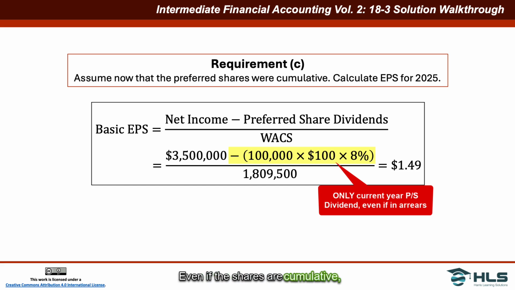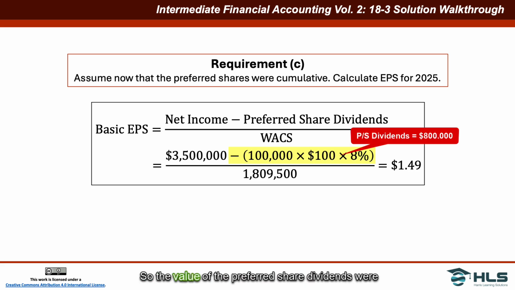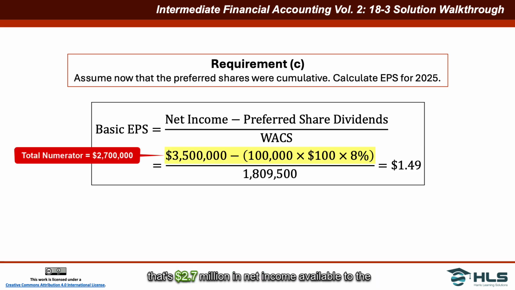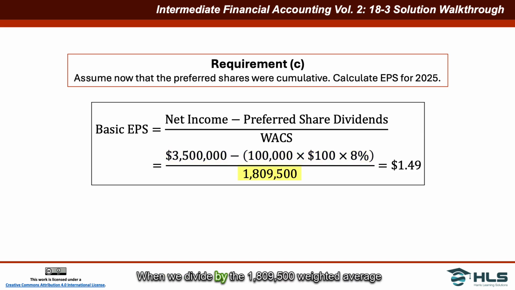Even if the shares are cumulative and there are technically dividends in arrears because no preferred share dividends have been declared and paid in the previous 2 years, we only include 1 year of preferred share dividends in the EPS calculation. So the value of the preferred share dividends were $800,000, and if we subtract that from $3.5 million, that's $2.7 million in net income available to the common shareholders. When we divide by the 1,809,500 weighted average number of common shares, the basic EPS is $1.49.